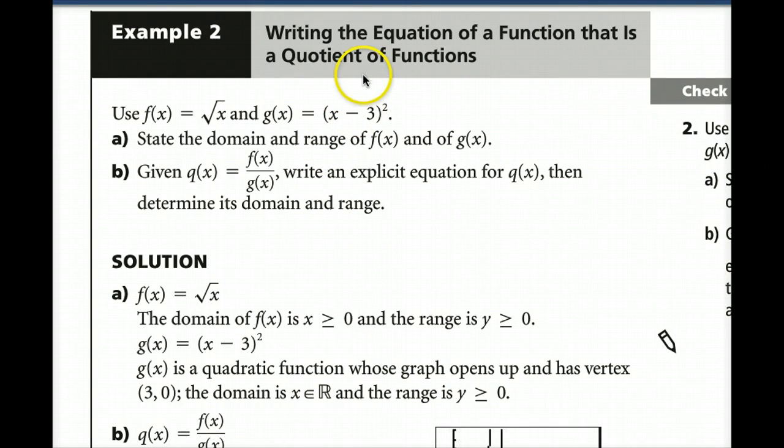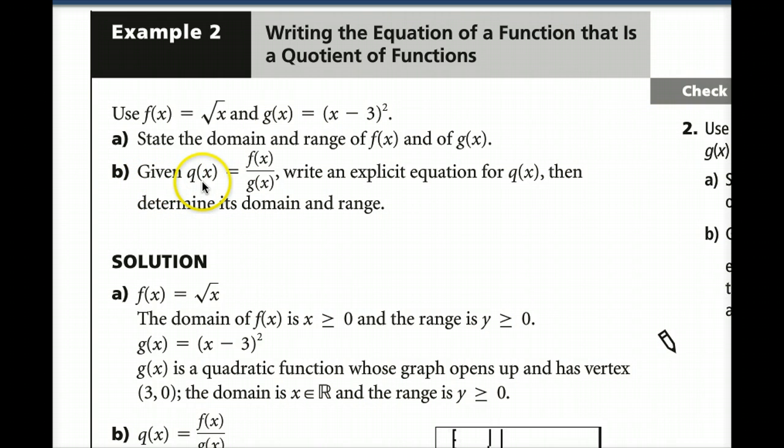So to write an equation of a function that is a quotient of two or more functions, for example, f(x) equals square root of x, and then g(x) equals (x minus 3) squared. To find out the domain of f(x) and g(x) individually is pretty easy to do, right? And then let's just focus on the second part, B.